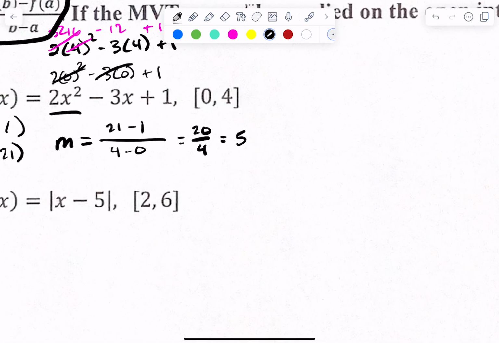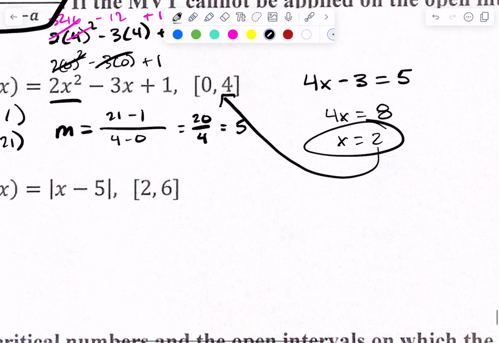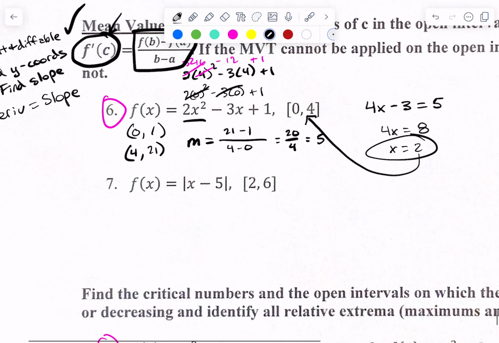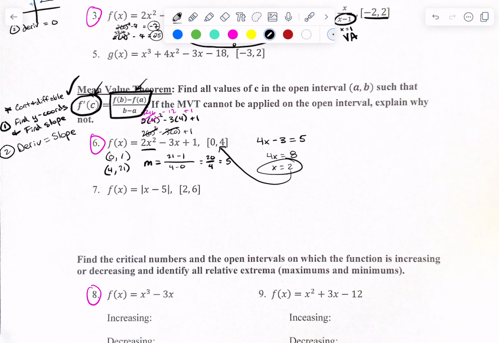What's the derivative? 4x minus 3 equals 5. I want to know where the derivative is also the same slope. 4x equals 8. X equals 2. Now, is 2 a legit answer? Yes. How do I know that? Between them. 2 lives in there, right? Okay, so I do have a place in that interval where he is going to have the same slope, and it occurs at 2, yeah? Okay. There you go. Do 7.